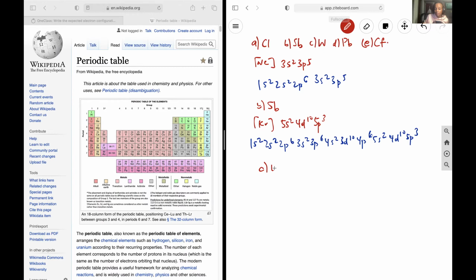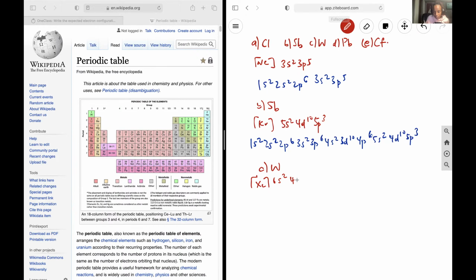And then we have W, so let's find it. It's going to be right here. So we're going to have to pass some lanthanides, which include an F group, which is not too hard to deal with. And so if we want the shorthand notation, we need to find the closest noble gas. That's going to be xenon. So we have xenon. And then we have 6s2. And then we have the lanthanides, so drop it by 2.